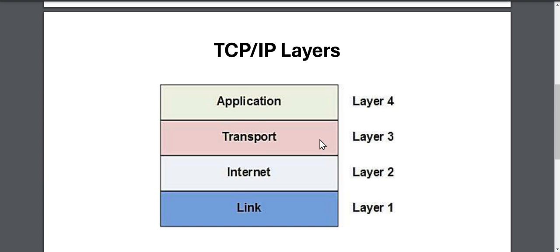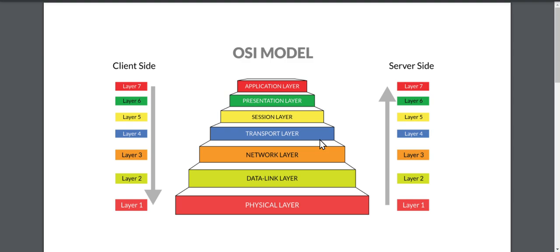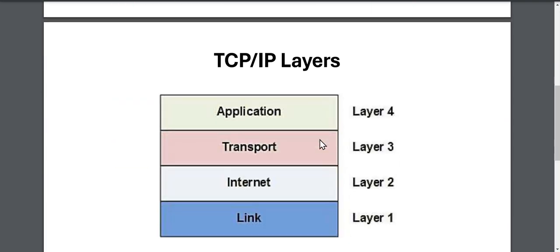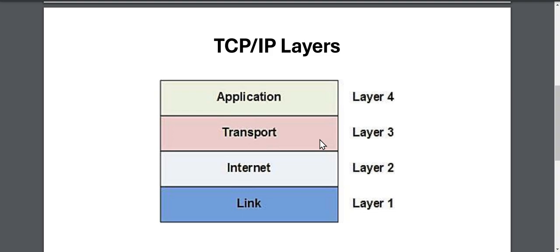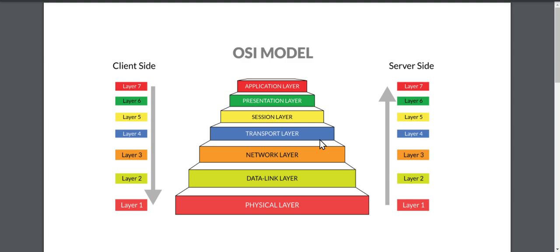The internet layer is doing the work of the network layer. Then we have the transport layer, which is the same as the transport layer we have at layer 4 in OSI. Then we have the application layer. The application layer of TCP over IP is doing the function of the top 3 layers, which are the application, presentation, and session layers of the OSI, right?